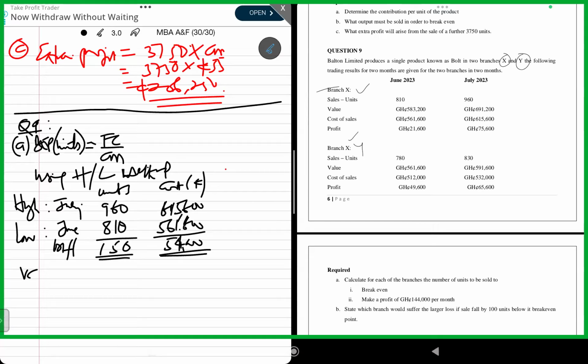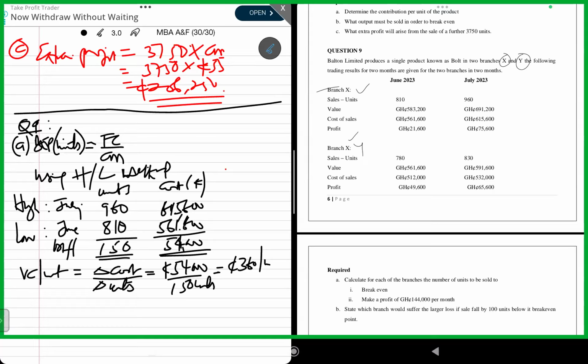The variable cost per unit equals the change in costs over the change in units. What's the change in costs? 54,000. What's the change in units? 150 units. What's the variable cost per unit? 360. So you say 360 cedis.